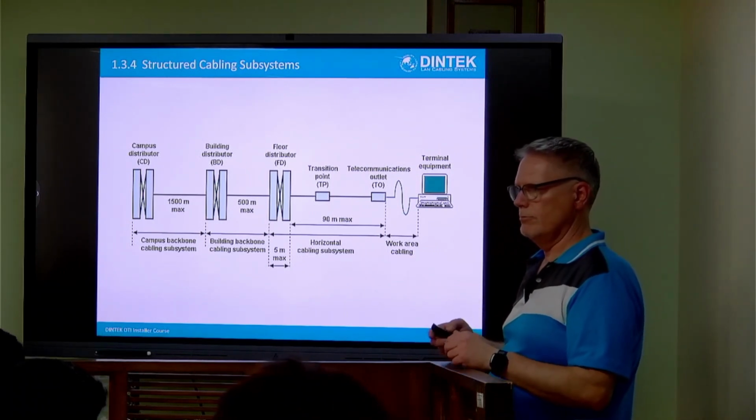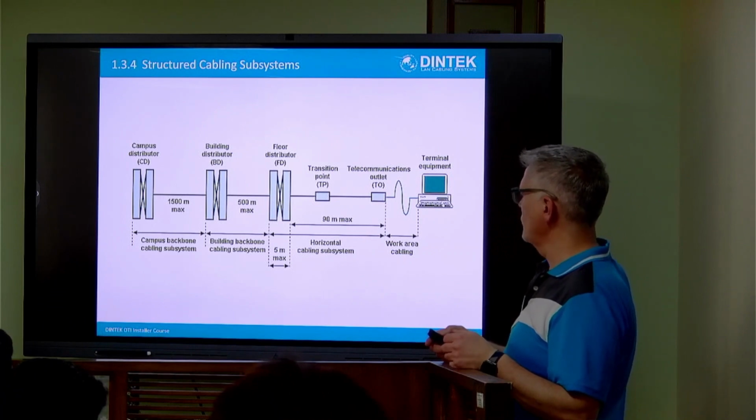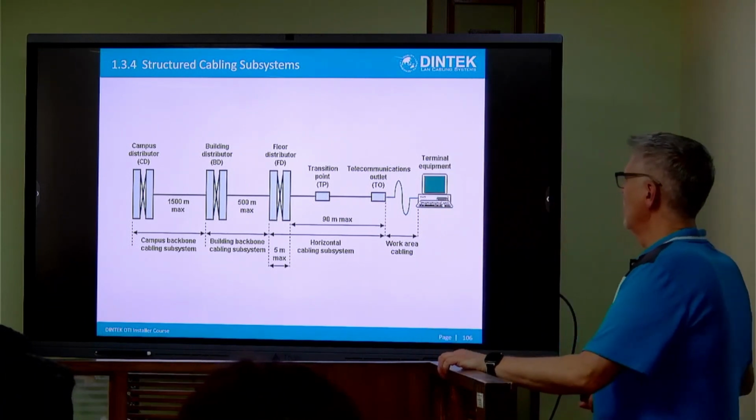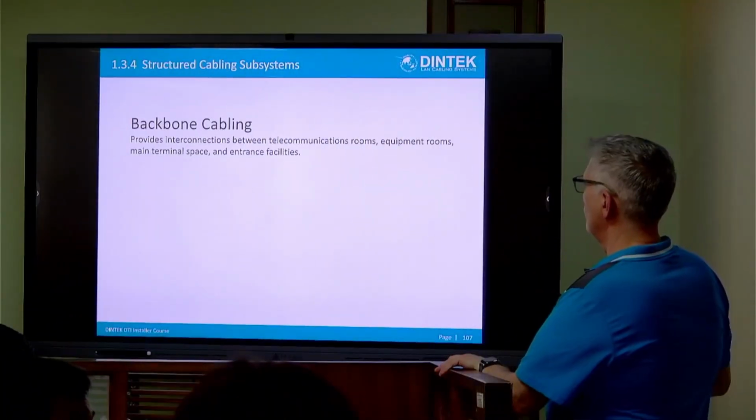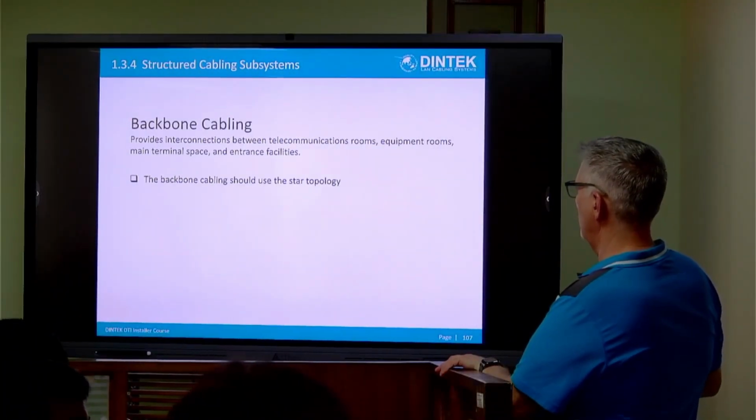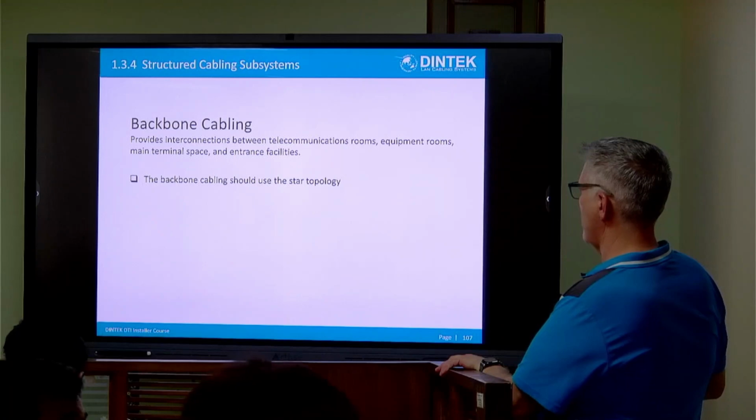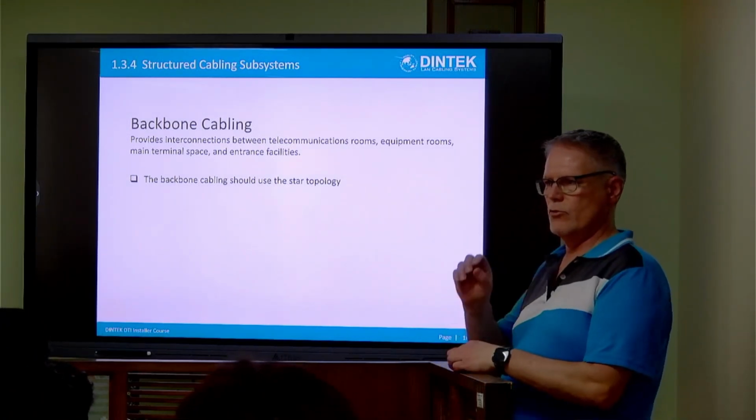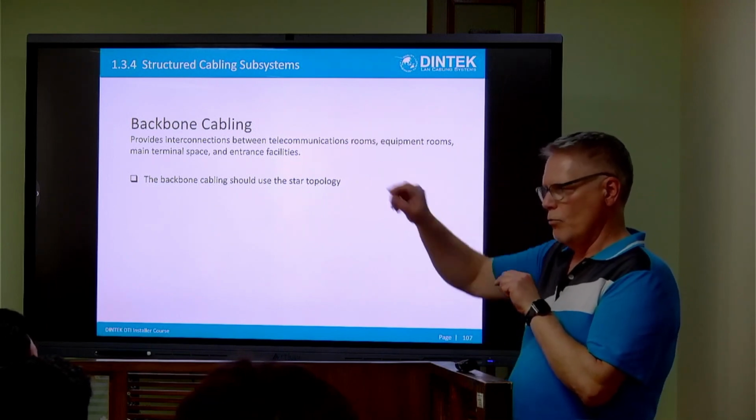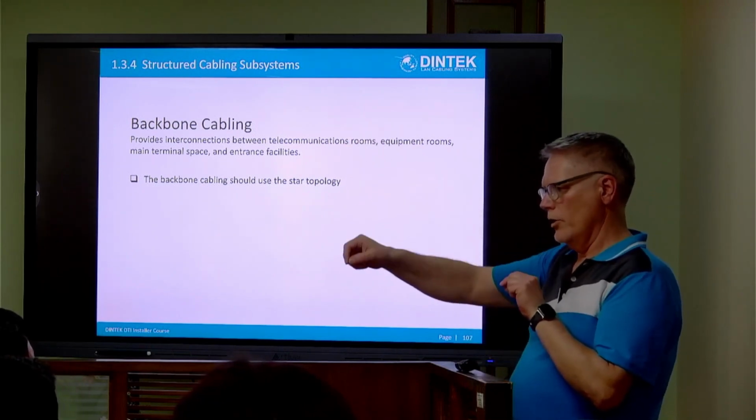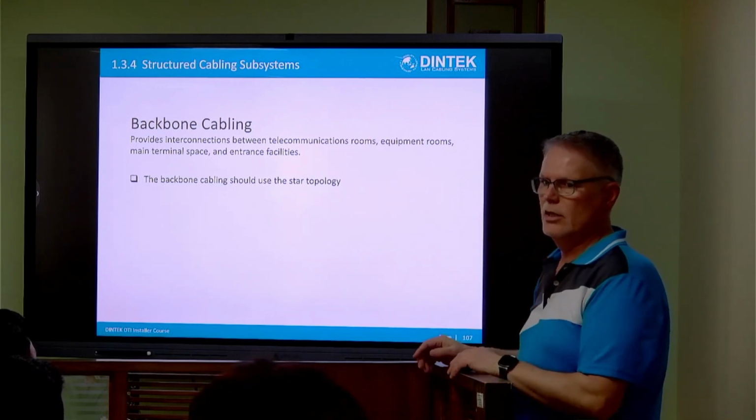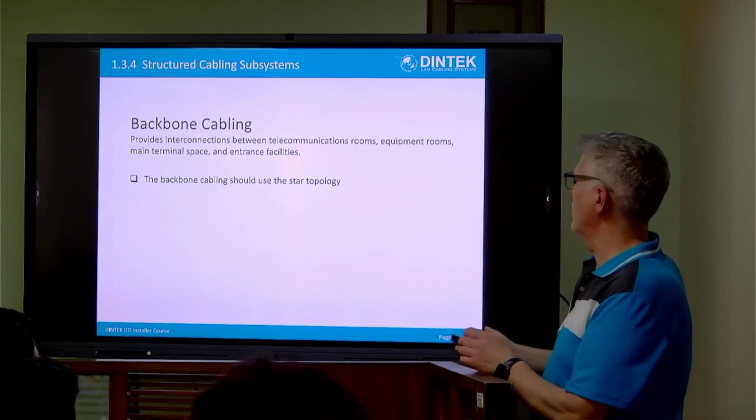Use link testers. Should use star topology. So star topology means you have a central point and you're running one connection out between, not looping, not running a ring topology. And it's always in star topology now.